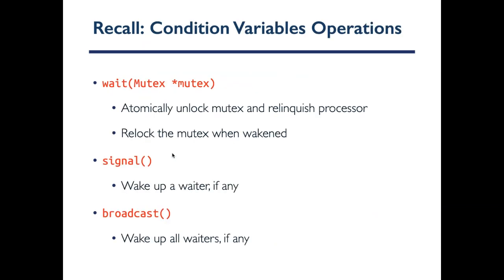Now, what are the functions, if these are all recalls, that we define on a condition variable? As I said, a monitor has 1 mutex and 1 or more condition variables. All the condition variables inside a monitor work with the mutex inside that monitor. So when you wait, you pass the mutex. This wait will atomically unlock the mutex and relinquish the processor, basically putting the thread to sleep. Then you have signal, which wakes up a waiter, and broadcast, which wakes up everyone.